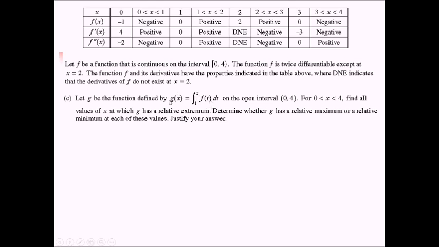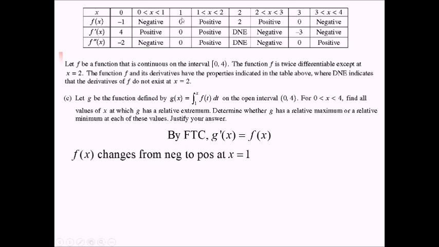So g prime by the FTC, g prime is just f of x. So if we recognize this, now we're really just asking where is f changing sign. So we see that f is changing sign in our table here from negative to positive at x equals 1. Since f changed negative to positive at x equals 1, and this is really g prime we're talking about, that means that g has a relative minimum at x equals 1.